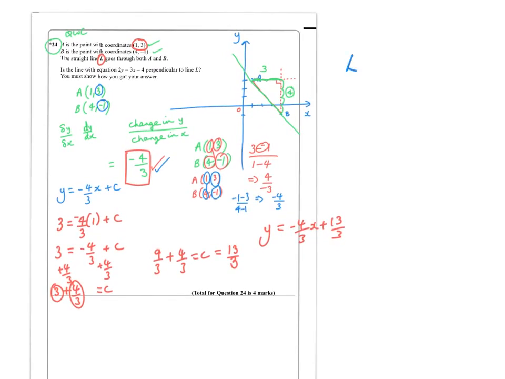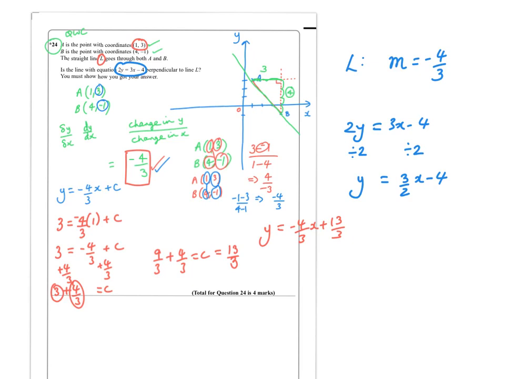So if you knew the facts about L, and L was such that its gradient was minus 4 thirds, you've now got this equation here, which is 2y equals 3x minus 4. Well, what's the gradient of that? We'll get it in the form y equals mx plus c. So divide both sides by 2. I would have y equals 3 over 2 x minus 4. So you've got to find out and see whether it's perpendicular to the line or not.